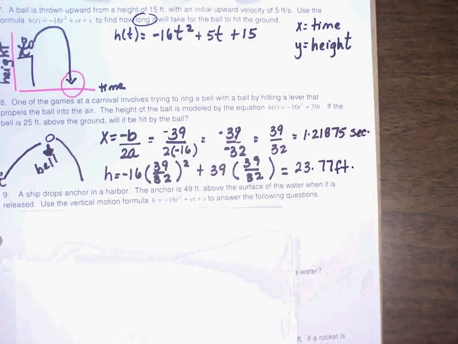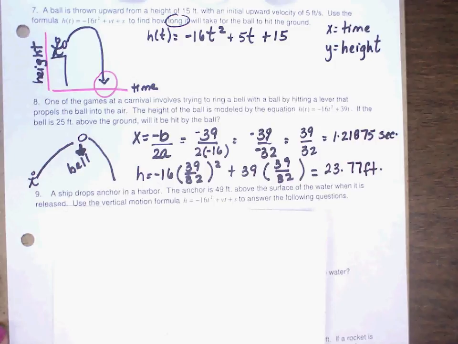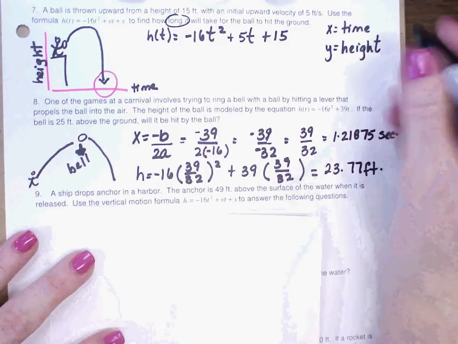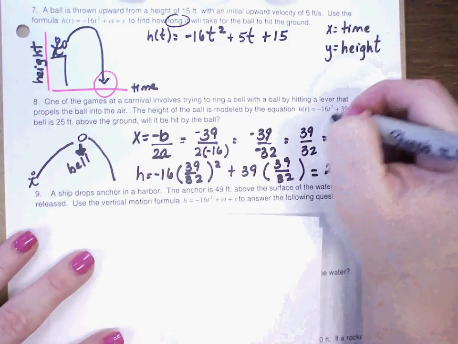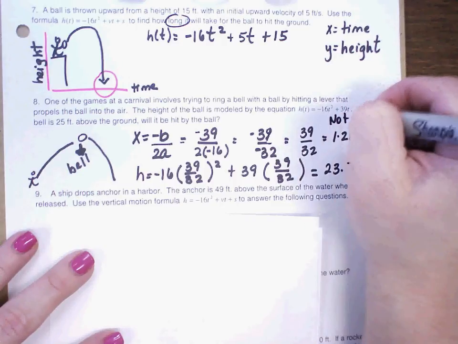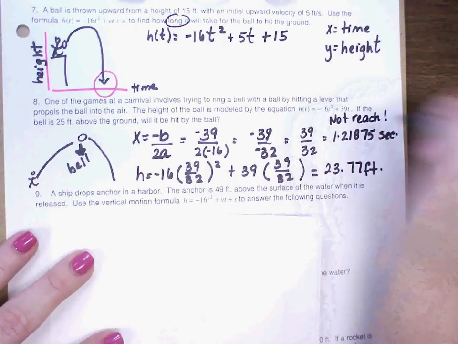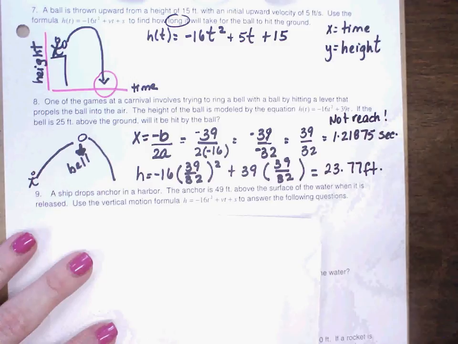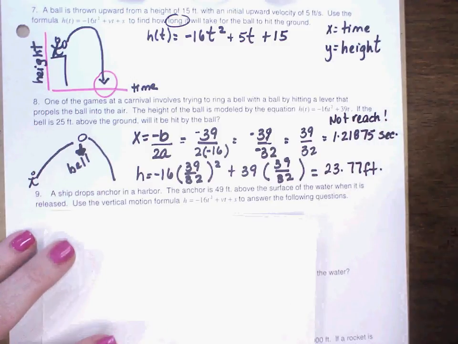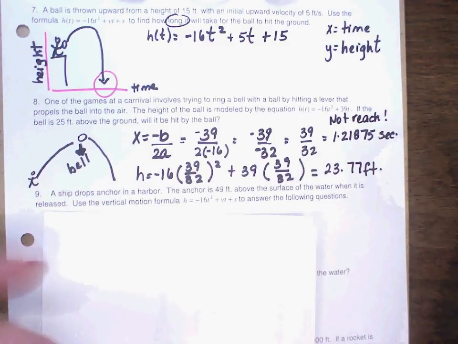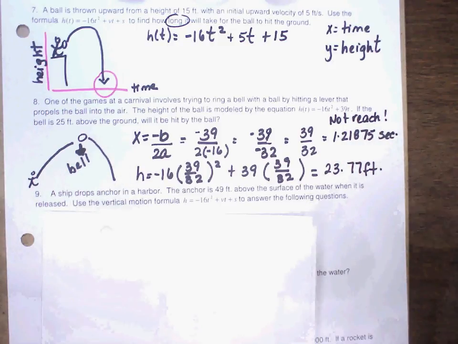All right. So is it gonna reach the bell or no? No, it's not. It will not reach the bell. Correct? You need at least 25. This is what fairs do. They make you think that you can when you really cannot. So that's why I don't play any of those games, because it's just wasting your money. Alright.